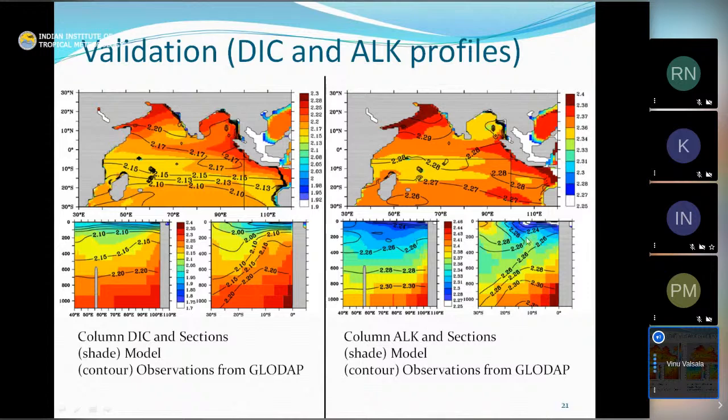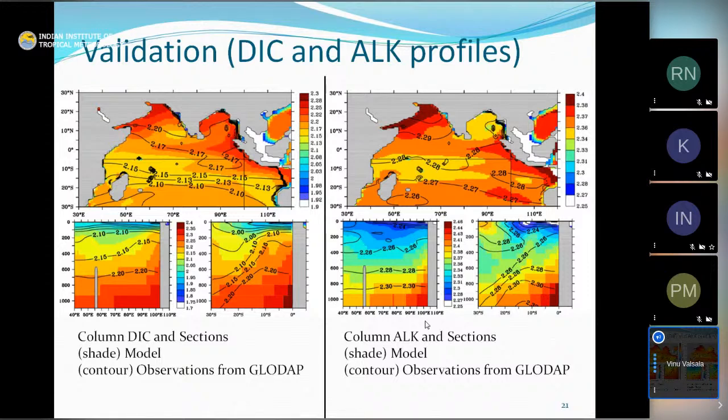And this is alkalinity. A similar comparison I have done for the alkalinity vertical sections in the east-west and north-south sections. So after all this validation, we can see that the model results are trustable. So we will now go ahead with producing the interannual variability.